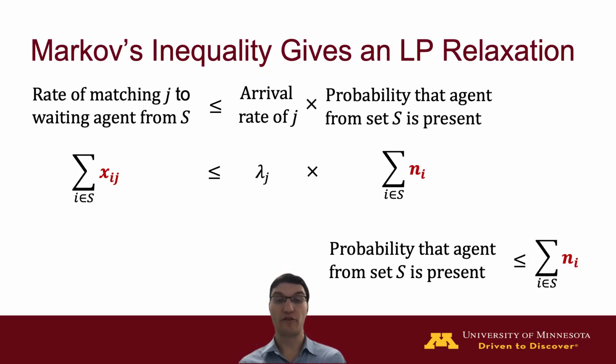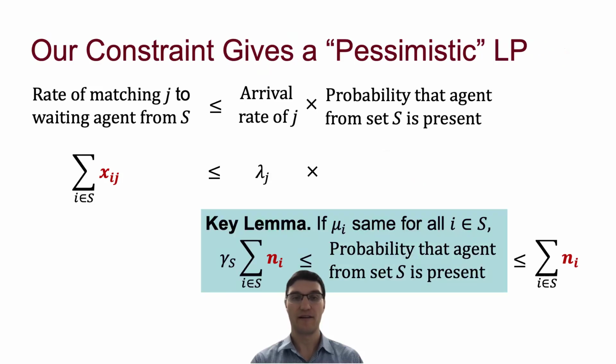But we don't want a relaxation, right? If we get a relaxation, what we would get out of solving that linear program is essentially an upper bound on the value of any policy. And then we'd have to somehow figure out what policy to use and how to show that it's close to that upper bound. So the real innovation in our work is going to be essentially to show a counterpart to Markov's inequality, which is this key lemma here.